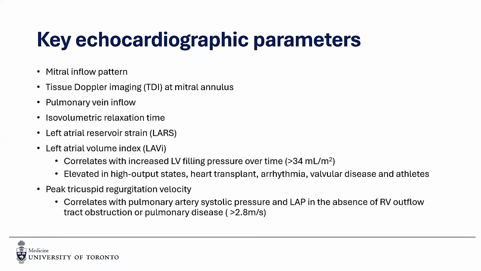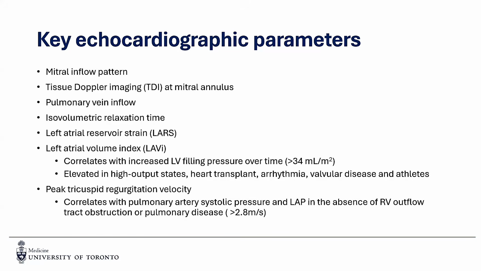What I won't be talking about quite so much is your left atrial volume index, as well as the peak tricuspid regurgitation velocity. What I'll just quickly note is that the LAVI, or the left atrial volume index, correlates generally with increased LV filling pressure over time. And the number that we look for is greater than 34. Now, in general, this is a relatively common marker, but it can also be influenced by a variety of other conditions.